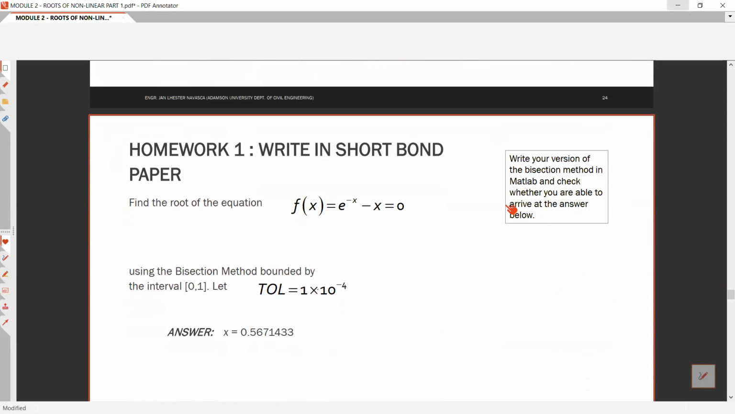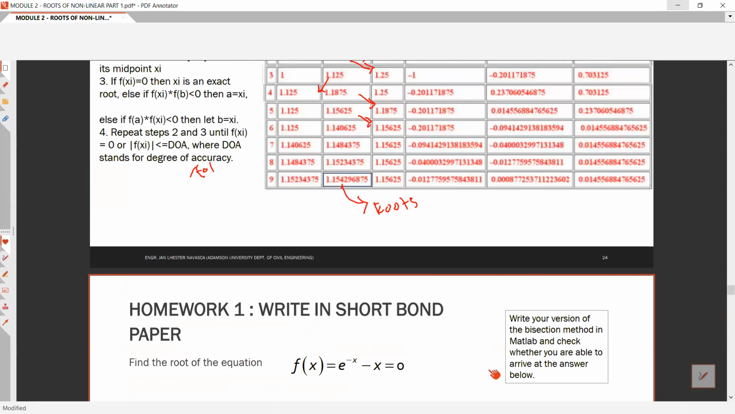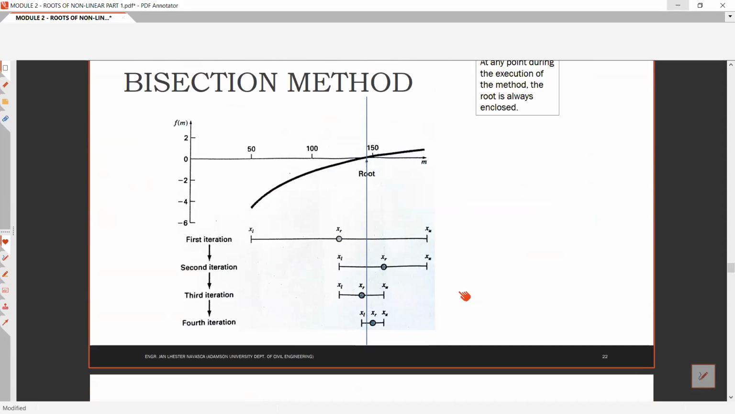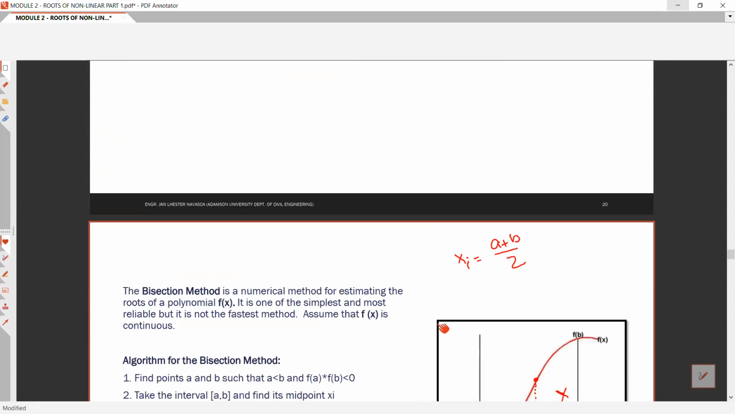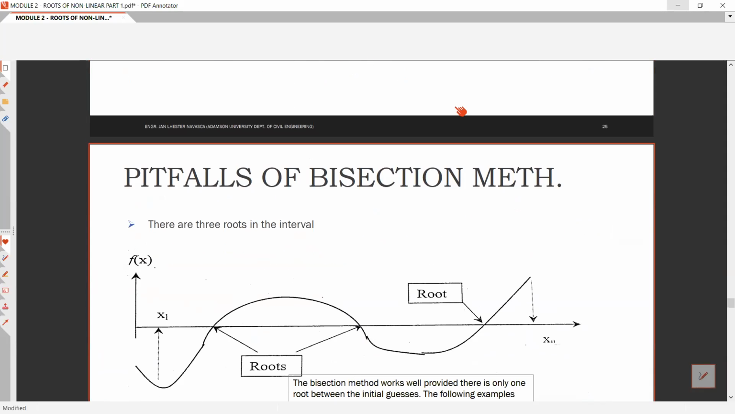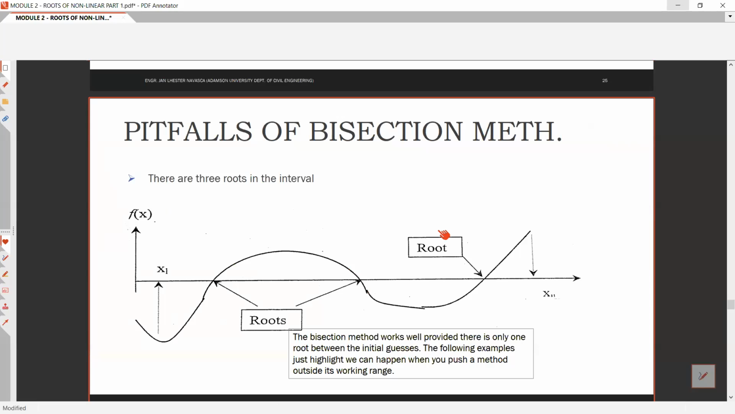Sige. Possible po ba na maging negative both products of f(a)f(x) tsaka f(x)f(b)? Possible ba na maging negative yung product? Hindi. Hindi. Isa lang lagi nagiging negative. Oo, isa lang lagi. Thank you, sir. Sige. Pag mangyayari lang yon kapag ang graph natin is ganito. Yung sabi example ko. Di ba? Sige, pag-aralan natin yung pitfalls. Mayroon siyang pitfalls after this one. Sige. Thank you for your question.